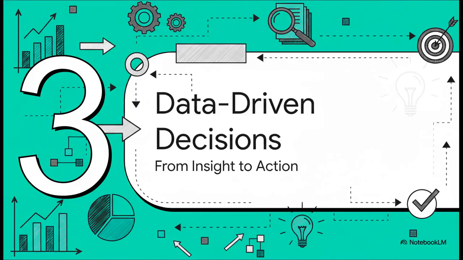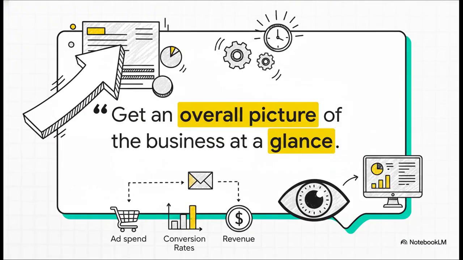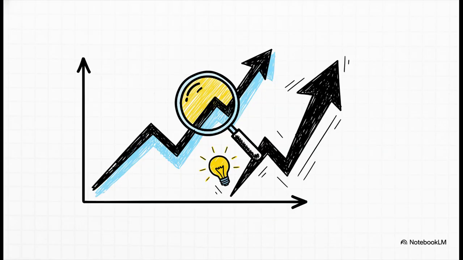Now, you know, having a nice-looking dashboard is great, but that's not the real goal here. The real power is what this newfound clarity allows you to do. It lets you make decisions based on cold, hard data, not just on a gut feeling. The goal is to get an overall picture of the business at a glance. Before, you might know you're spending $1,000 on Meta and another $1,000 on Google, but you have no clue which one is actually getting you customers that pay. You're basically flying blind.